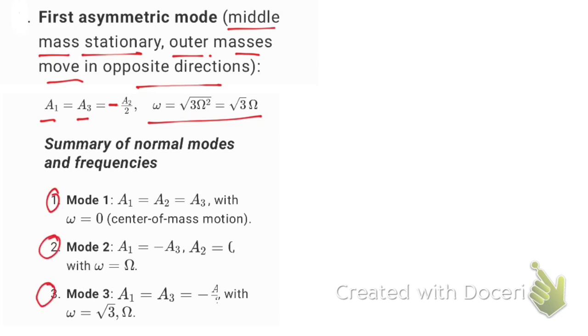So that is why we have mode 1, mode 2, mode 3. This is for the normal modes and frequencies. Here a2 is equal to 0, and what we have put here should be 2, a2 by 2.